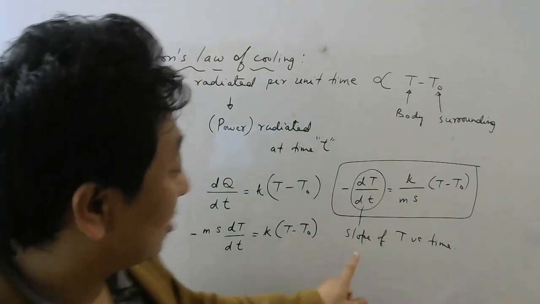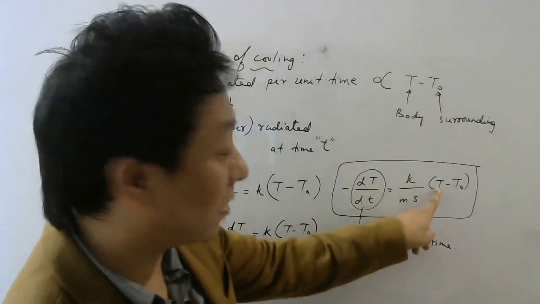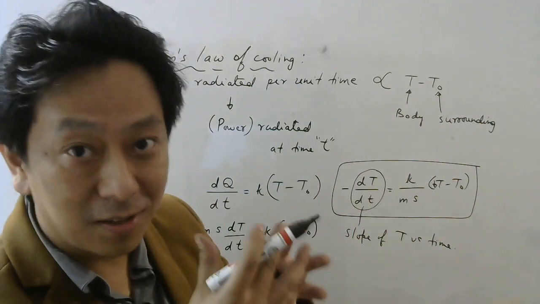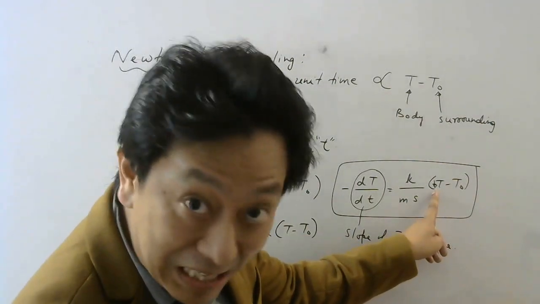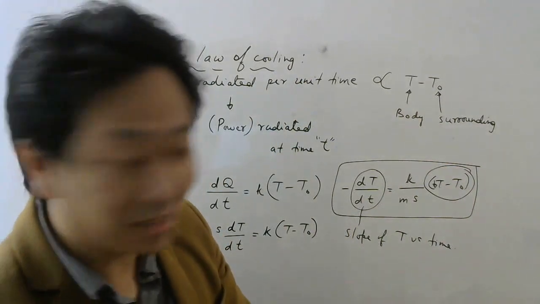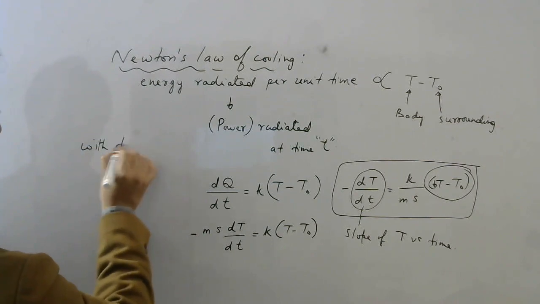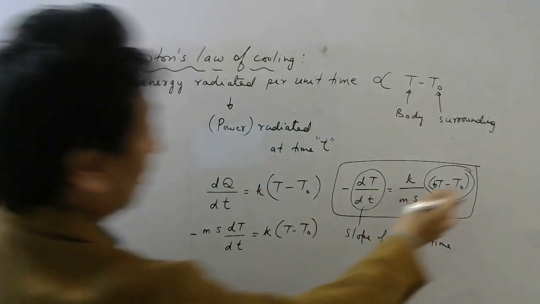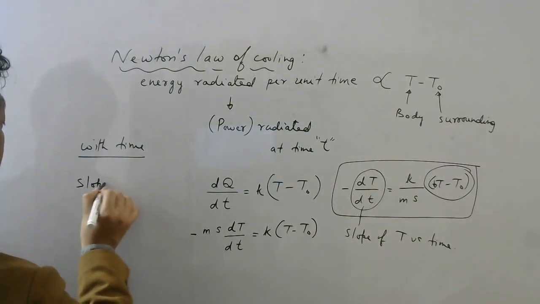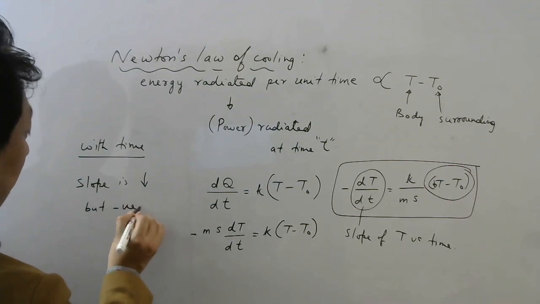Also notice the slope is not constant because with time we all know this temperature decreases, isn't it? The body is cooling. So as the body cools, temperature decreases. So this difference will also decrease, right? So remember, with time, the right hand side is decreasing. So the slope is also decreasing. So the slope is decreasing, but it is negative, right?